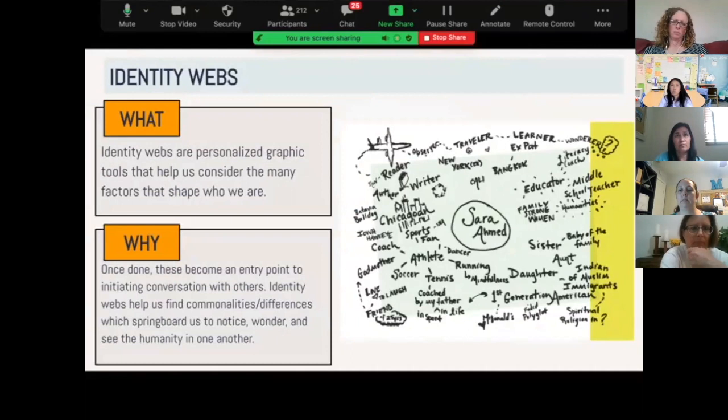So identity webs, what are they? Identity webs are personalized graphic tools that help us to consider the many factors that shape who we are. And why would we do that? What's the point of doing an identity web? Once they've been done, they can become an entry point to initiating conversation with students. It's also a way for students to identify commonalities and differences. And most importantly, it helps you to understand who your student is so that you know how to best teach them. It also helps us to see the humanity in one another.